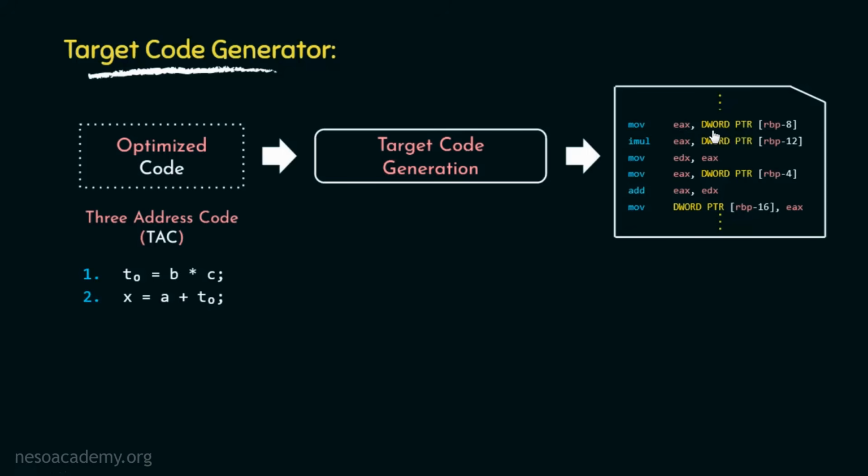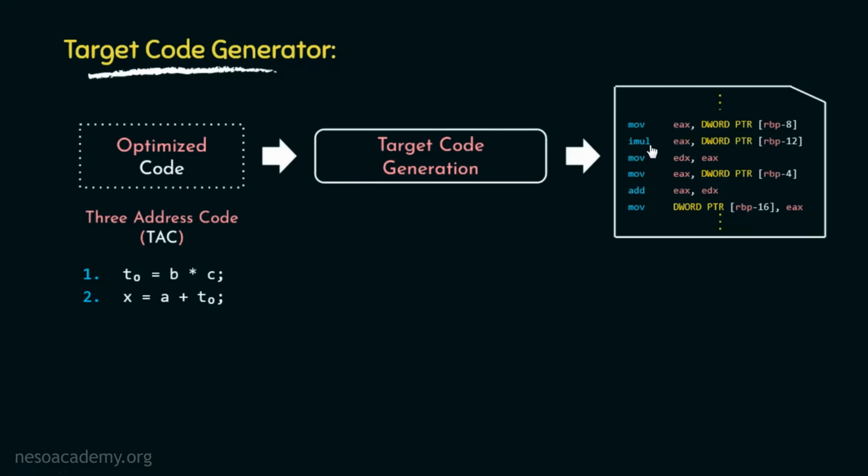Next we have dword PTR, that is the data word pointer, which is pointing at the register base pointer RBP with a scaling factor of -8. Basically, this pointer is pointing to the variable B, and using this entire command, the value held by variable B is being moved to the EAX register.